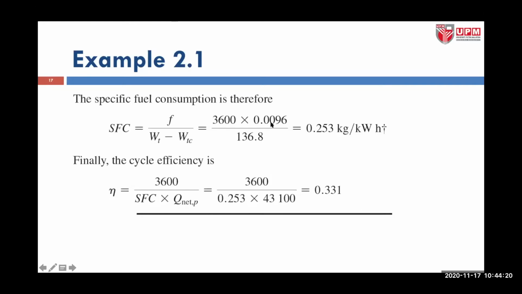The fuel to air ratio resulted to be 0.096, and you put it into the specific fuel consumption equation, together with the difference between the work done by the turbine and the compressor, which gives 0.253 kilogram per kilowatt hour. Finally, cycle efficiency can be obtained to be 0.331, which is very low, for the heat exchange cycle.